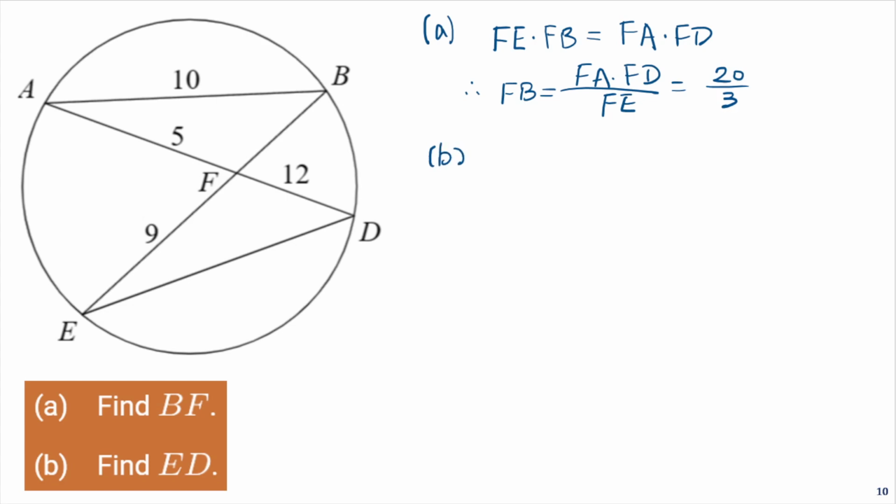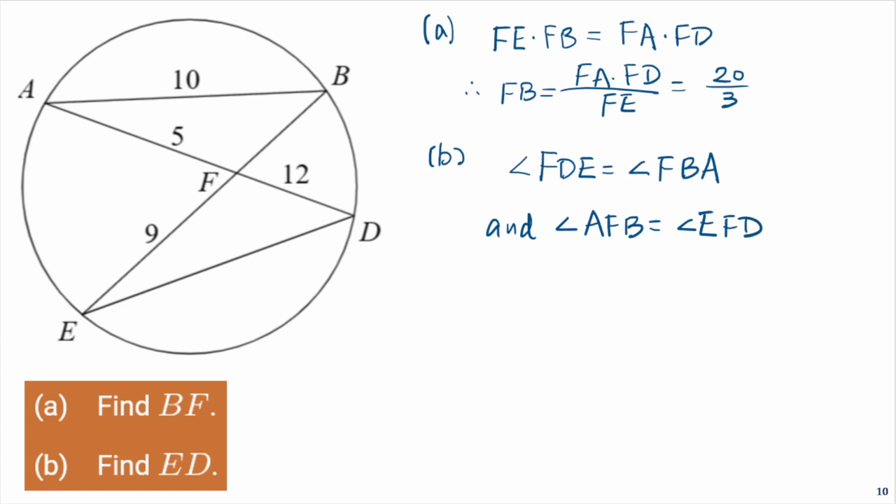For the second question, well, power of a point won't get us anywhere with ED. Our proof of power of a point guides us to the answer. Specifically, since we have angle FDE equals angle FBA, and we also have angle AFB equals angle EFD, right? We have triangle AFB is similar to triangle EFD.